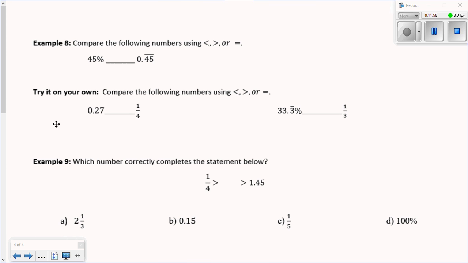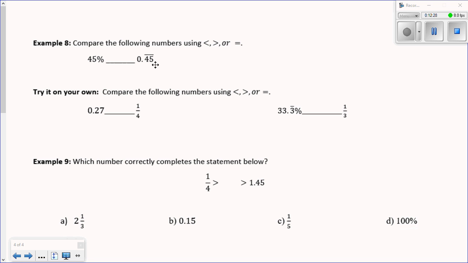Alright, lastly, we're going to compare numbers now. So now that we know how to convert all these different forms, we're going to use that to be able to compare different numbers. Here we have to compare the following numbers using less than, greater than, or equal to. We have 45% and 0.45 repeating. In order to compare these, we need them in the same form.